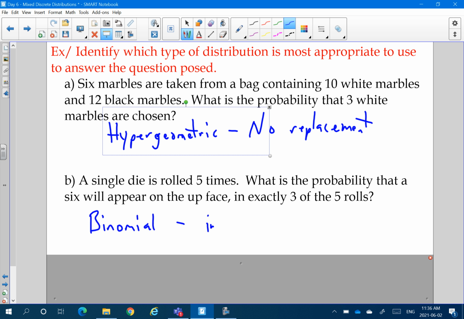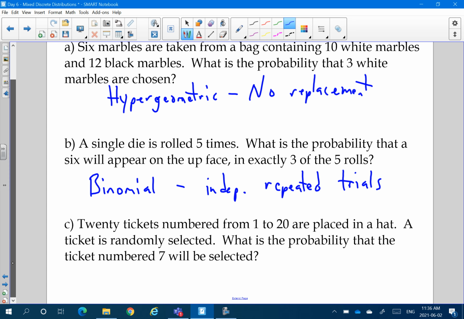Because these are independent. In other words, if I roll a 6 and I pick up the die and I go to roll it again, I could just as easily roll a 6 as I could any other number on the face. Repeated trials. And the last one on this slide is 20 tickets numbered from 1 to 20 are placed into a hat.